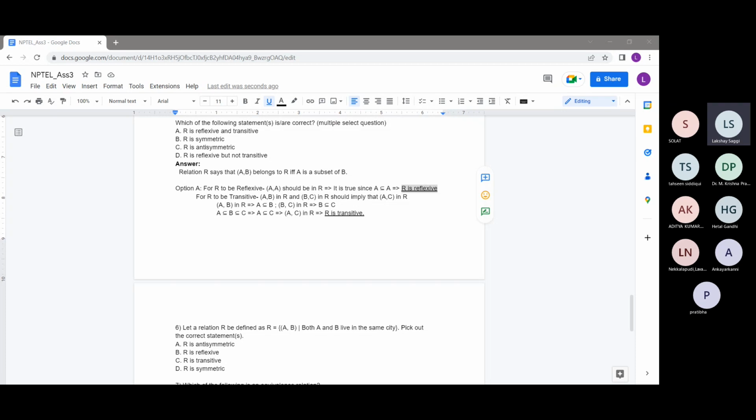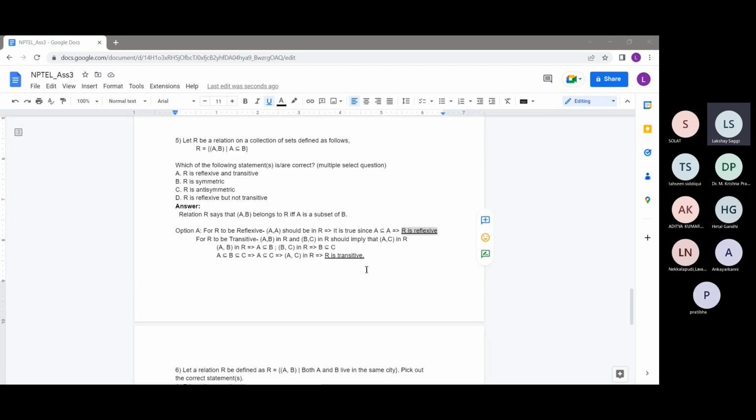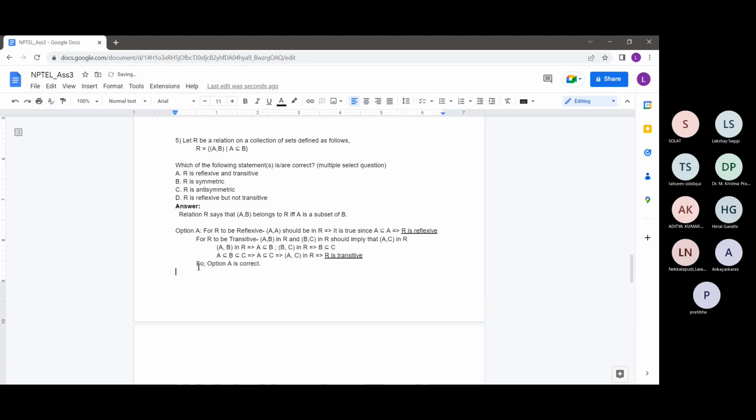So yeah, Aditya, you are saying that option A is correct. As you have correctly written, option A is correct. But since there can be multiple options correct, we'll check all the options one by one. Option A says that R is reflexive and transitive. So yeah, R is reflexive as well as transitive, as we have already shown. So option A is correct, but we'll check out all the other options also.